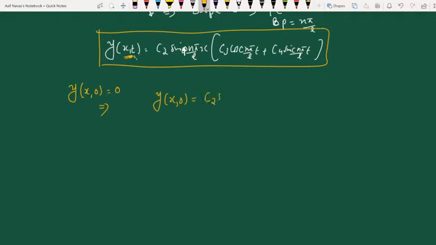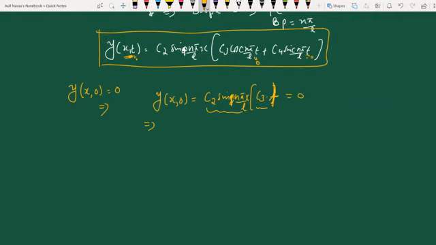Then you will get c2 sin n pi x by l into c3 t equal to 0, then this equal to 1 plus c4 sin 0, which is 0. So I will get this equal to 0, which implies either this quantity is equal to 0 or c3 equal to 0.